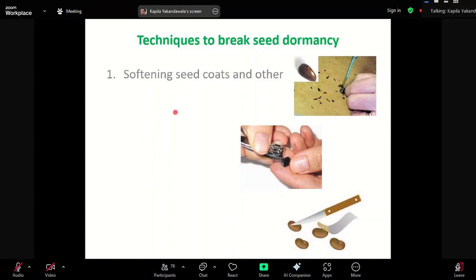There are a few methods. The first one: you know that there are different dormancy types related to the seed coat. The seed coat may be very hard or impermeable. So we can soften the seed coat and other coverings. We call it scarification.